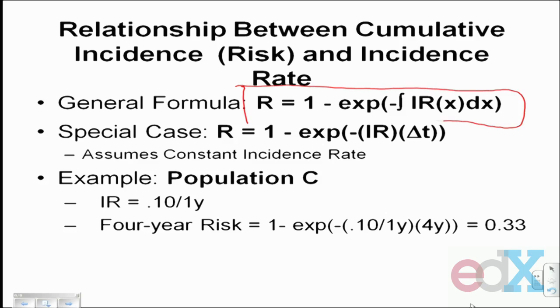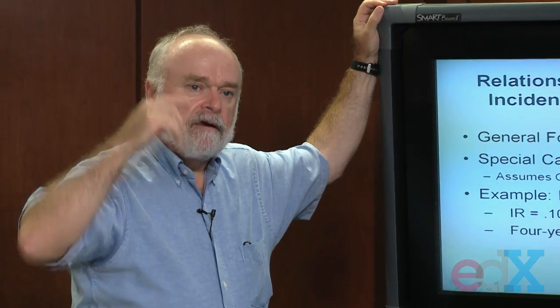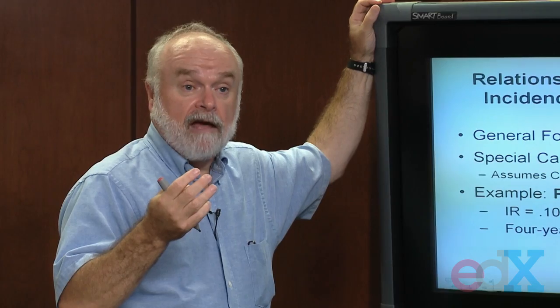This formula comes from survival analysis. It says the person's risk is equal to 1 minus the exponential function of minus some integral of the incidence rate measured over time. Calculus is suddenly starting to relive in your memories if you took a course in calculus.